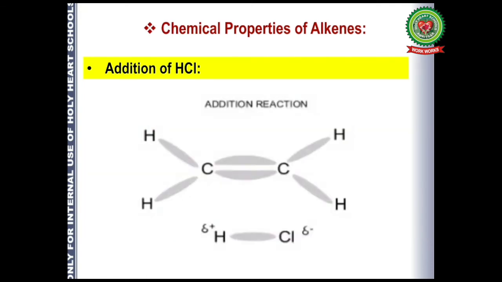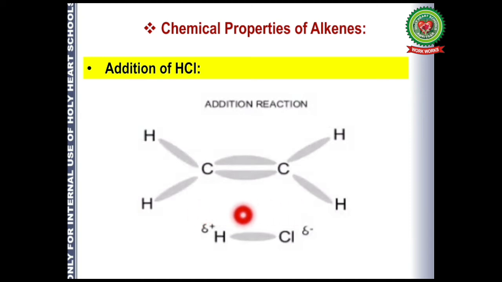Now let us discuss the chemical properties of alkenes. First of all, we should know that alkenes undergo addition reactions. To understand this, let us take an example of the addition of an HCl molecule to ethene. Now in this case, between hydrogen and Cl there is a large electronegativity difference. So hydrogen acquires a partial positive charge and chlorine acquires a partial negative charge.